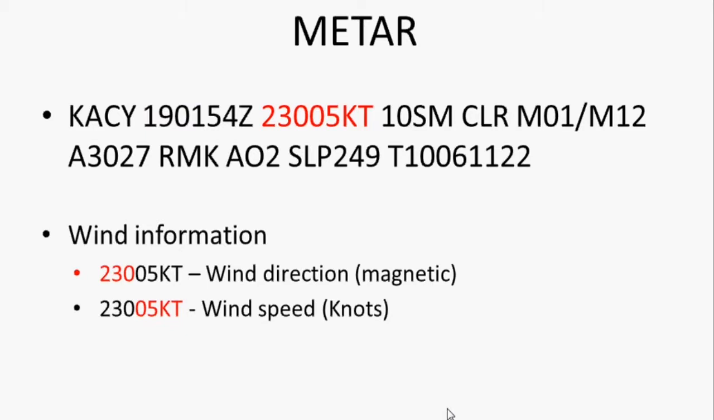Next block of information is the wind information. First three digits are the wind direction in magnetic degrees, and the next two digits are the wind speed in knots, denoted by KT. Now this wind direction is where the wind is coming from.